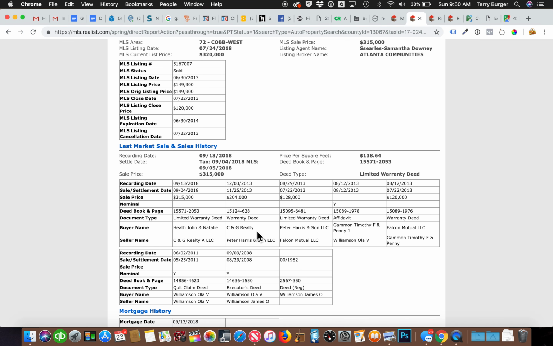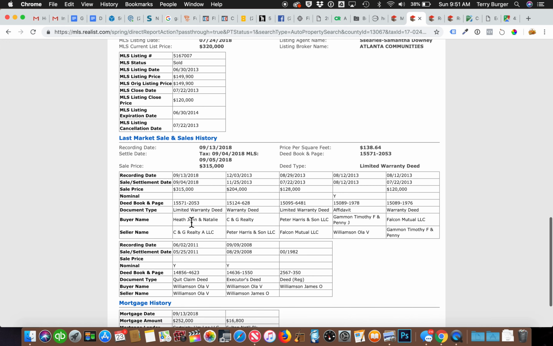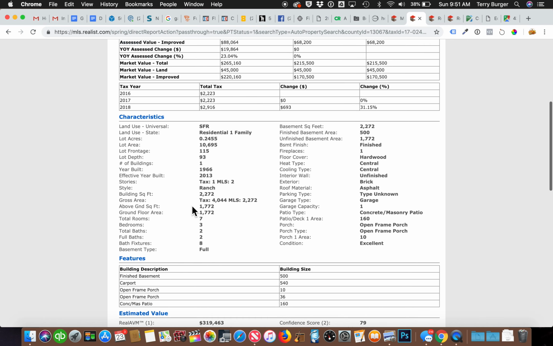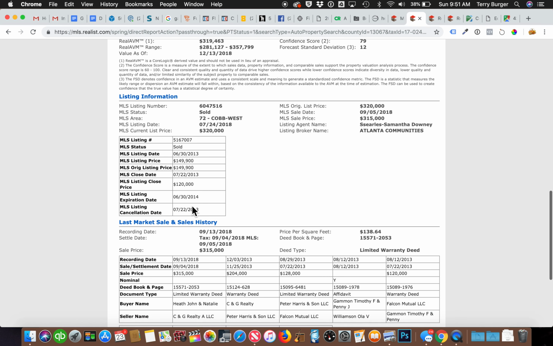Oh, wait, let me see something here. Okay, this is back in the recession. Somebody paid $128 for it in 2013, sold it for $204 in 2013, and then this C&G Realty must have used it as a rental. Maybe they renovated it, and now they sold it for $315 to John Heath, who currently lives in the house. So it does look like it was some sort of investor flip.